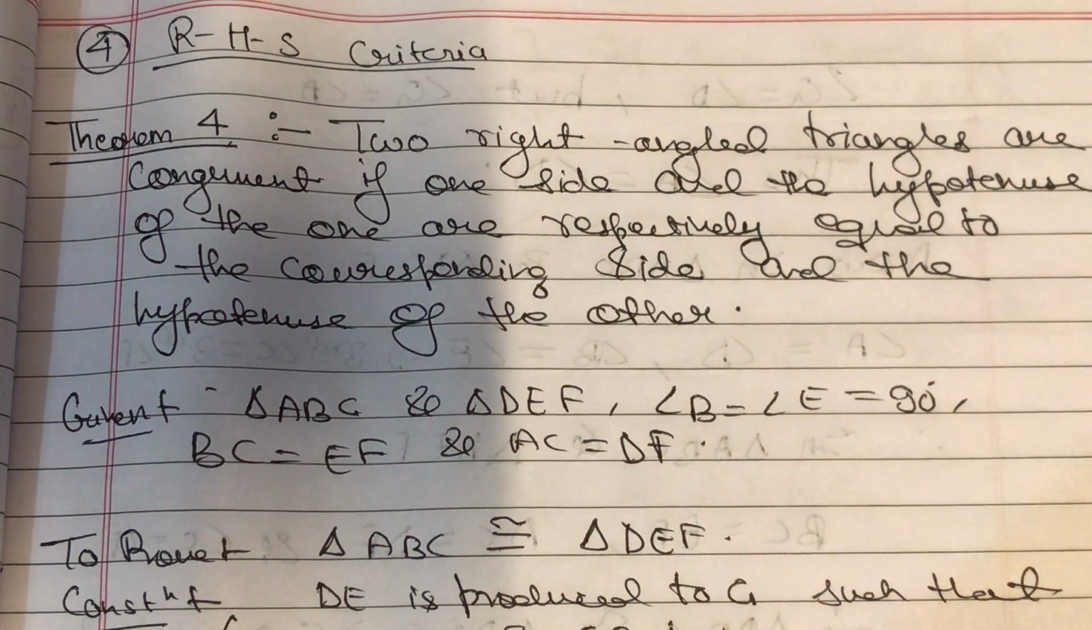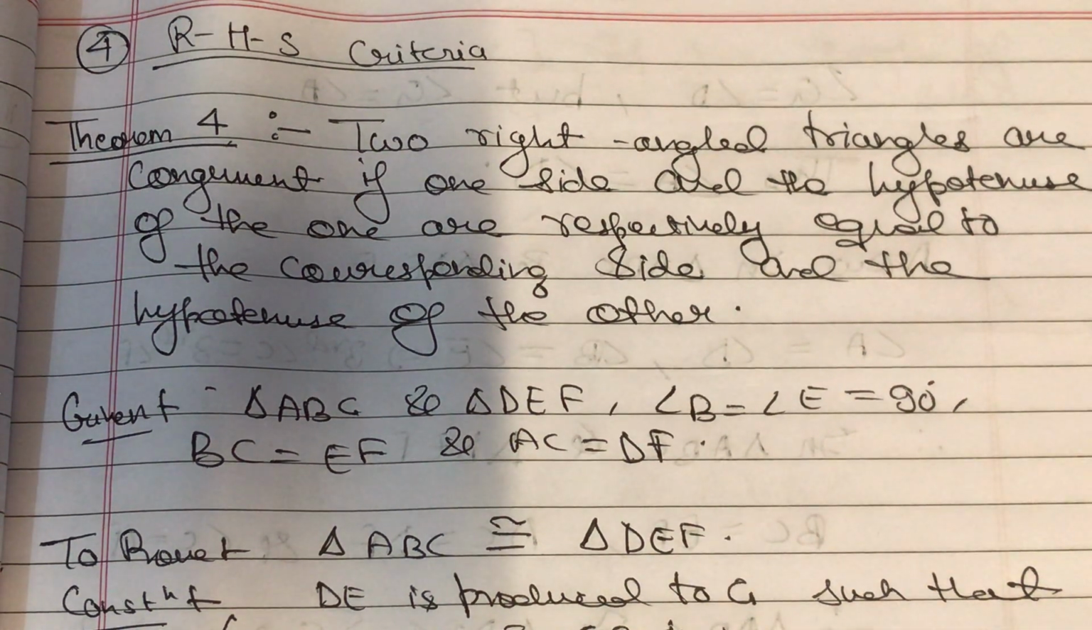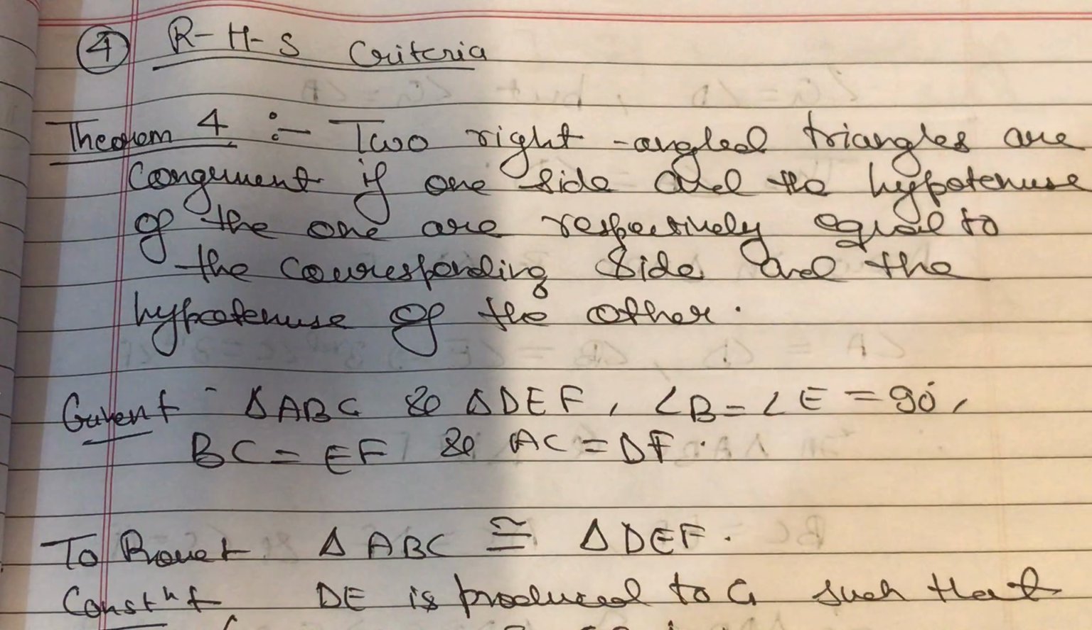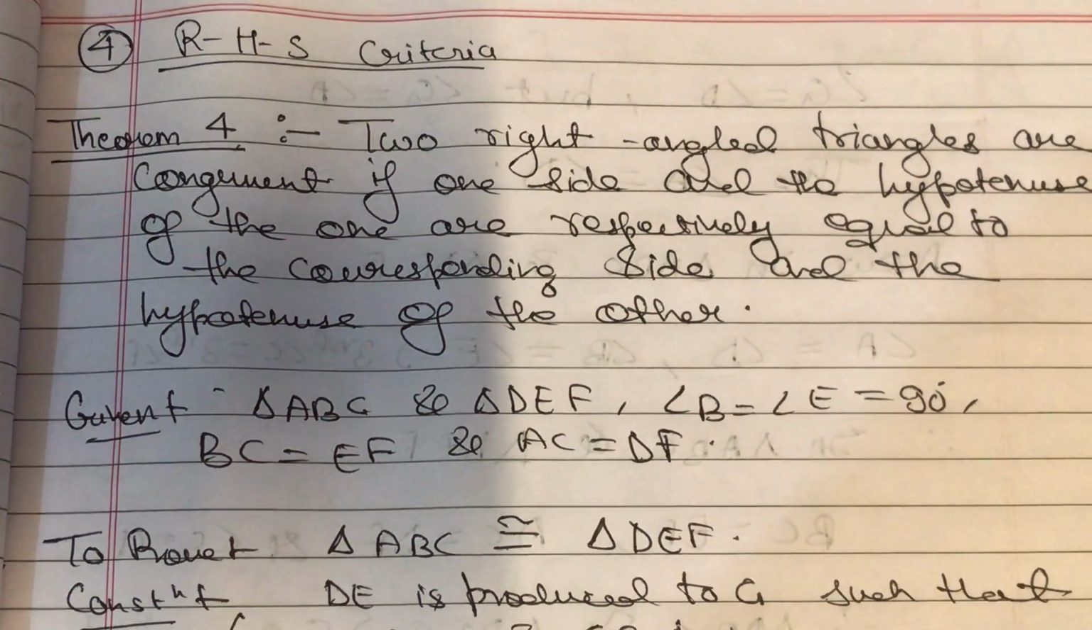RHS criteria. Now talking about RHS criteria, let's talk about the statement first. Two right angle triangles are congruent if one side and the hypotenuse of the one are respectively equal to the corresponding side and the hypotenuse of the other. This is the statement. Now what is the given information?